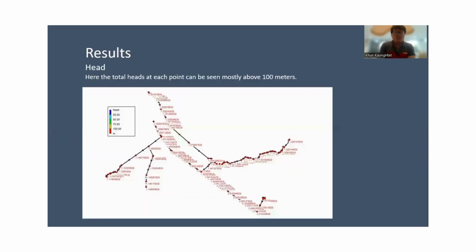So these are the results after we have done a couple of simulations. The first one is the head of the pipe network system. Here, the head means the elevation head, the pressure head, and the velocity head. As you can see in the figure, most of the points are above 100 meters.